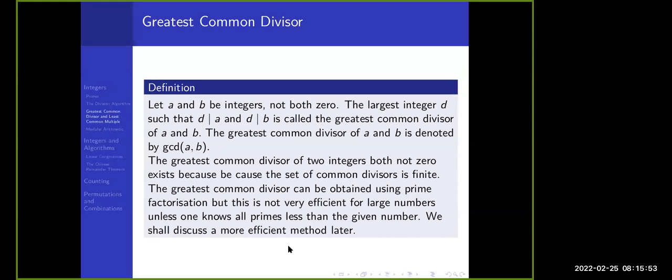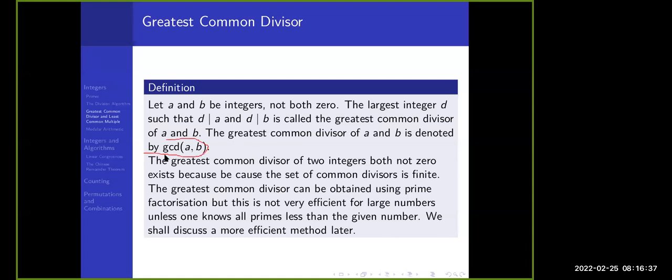So here is another definition. We are defining the greatest common divisor. So that's what we are working on now. If you have two integers, A and B, and we want at least one of them to be greater than 0, so we can't have both of them being 0, then the largest integer that divides both of them, divides A and B, is called the greatest common divisor of A and B. I think this one you're familiar with.